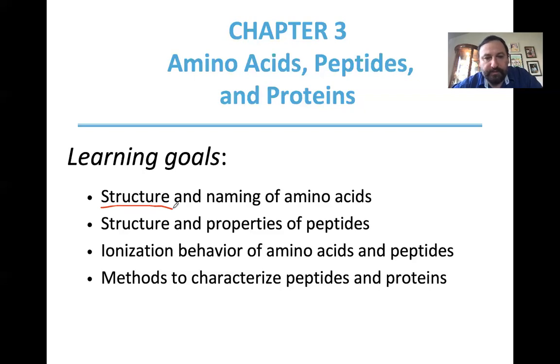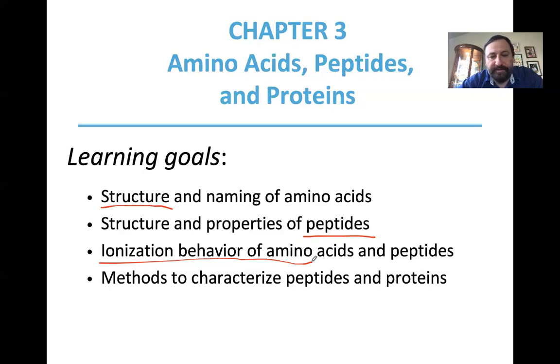Then, once we have the chemical formula in front of us, we're going to try to predict the chemical properties of each amino acid. Once these get incorporated into peptides, each side chain will bring some kind of property to the resulting peptide. In many cases, this depends on the ionization behavior of amino acids. Many amino acids are going to be neutral, many positively charged, and many negatively charged. That will totally dictate the properties of the resulting peptide and protein.